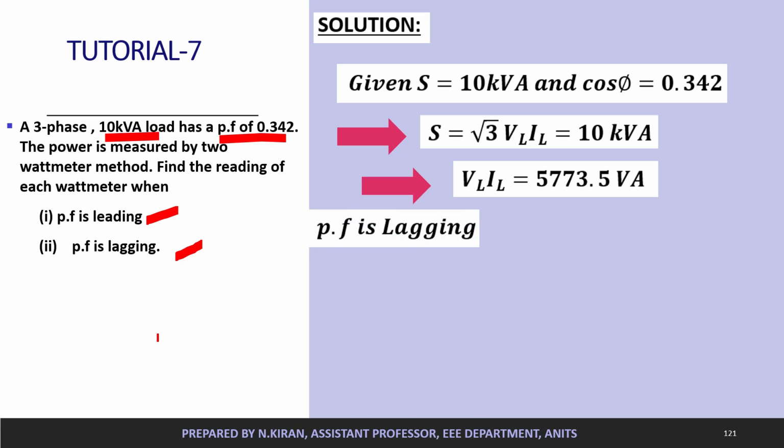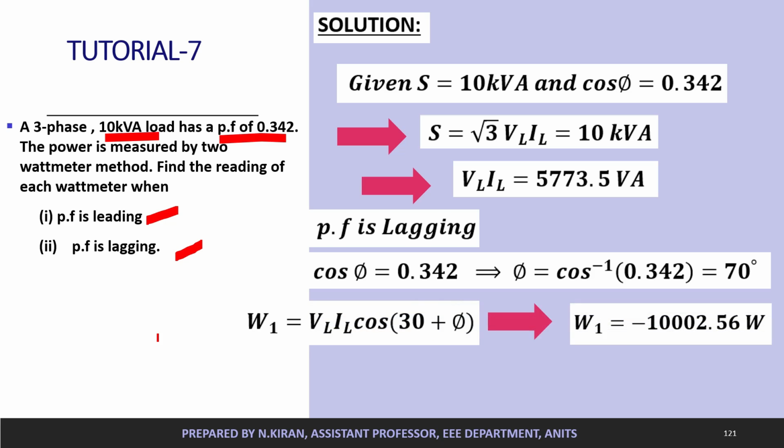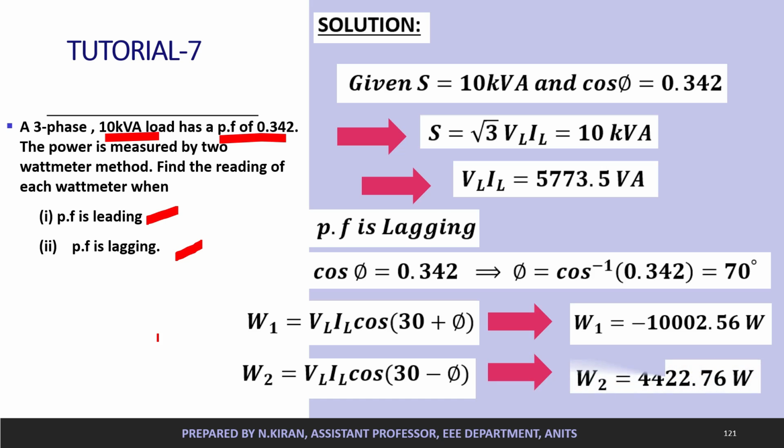First, assuming that the power factor is lagging, given that cos phi is 0.342. From that, I'll get the angle to be 70 degrees. We know that the expressions for wattmeter 1, W1 is VLIL cos(30 plus phi), and the second wattmeter VLIL cos(30 minus phi). So on substitution, the values of VLIL and the angle phi will give me the readings of each wattmeter.